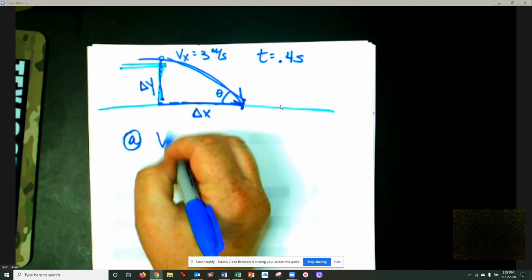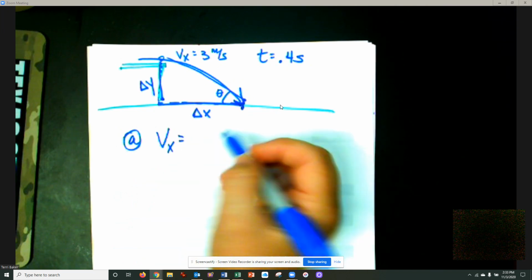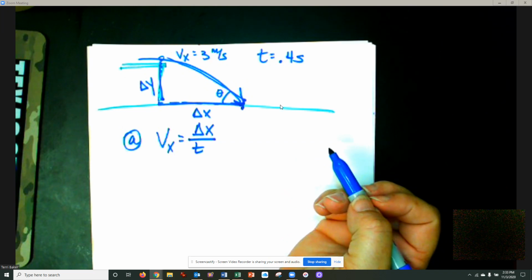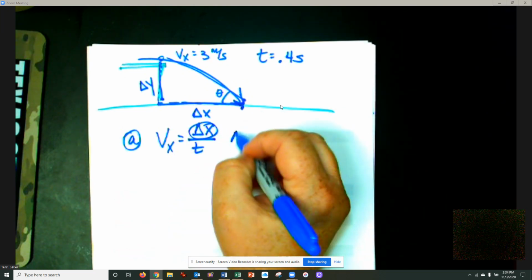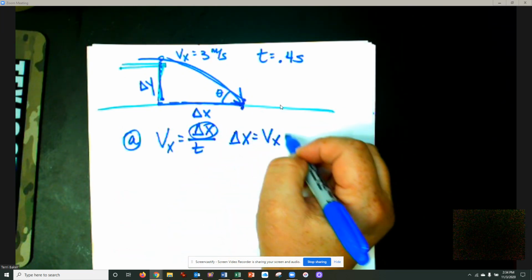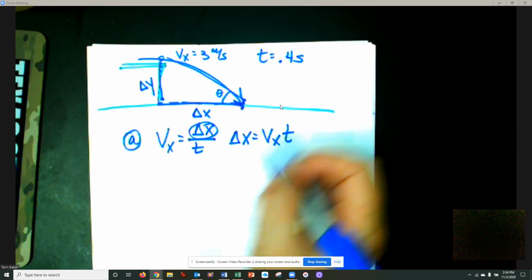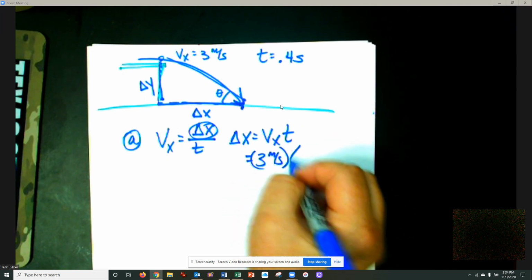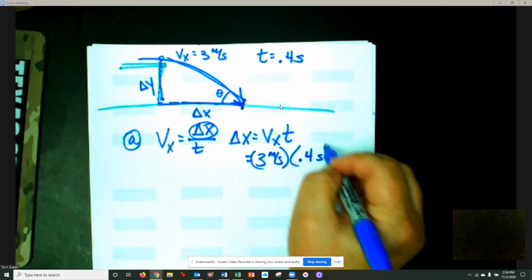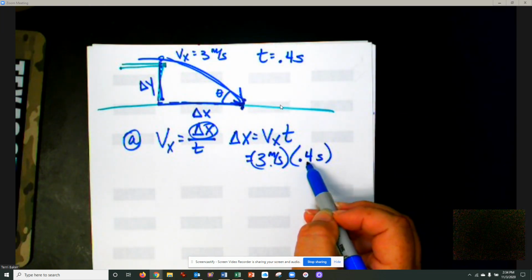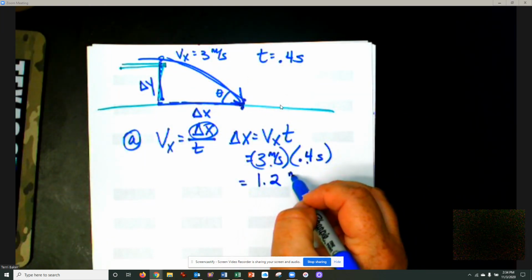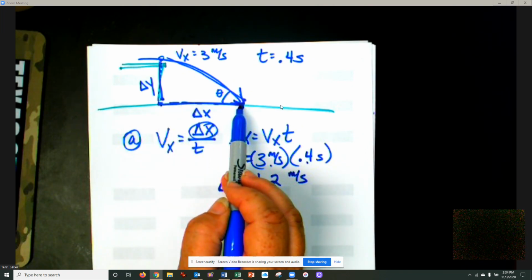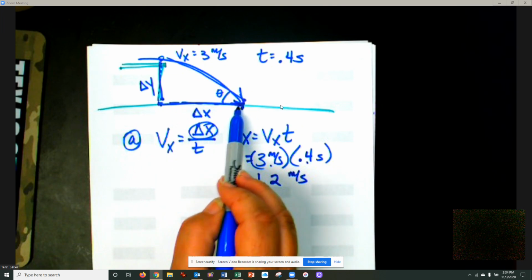For A, back in the previous chapter, you know velocity is your distance divided by time. We want to solve for distance, so we're going to rearrange it: Vx times time. Vx is your 3 meters per second. Your time is 0.4 seconds. This multiplied by that is 1.2 meters. So it lands 1.2 meters away from the base of the table.